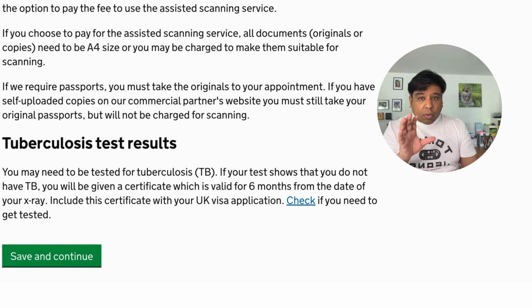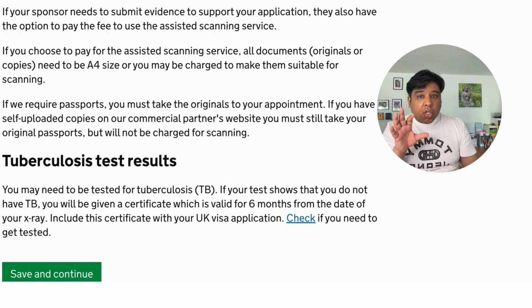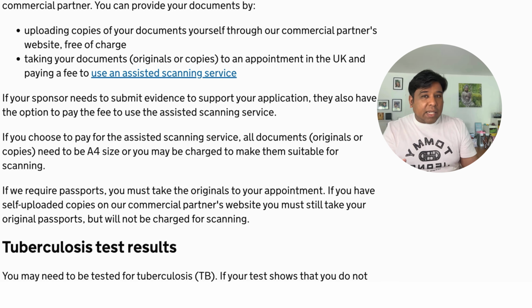There are clear authorized test centers provided on gov.uk. You must go there. It's pretty easy. The test gets done in 10 to 15 minutes. You get a certificate copy. It is valid for 6 months.